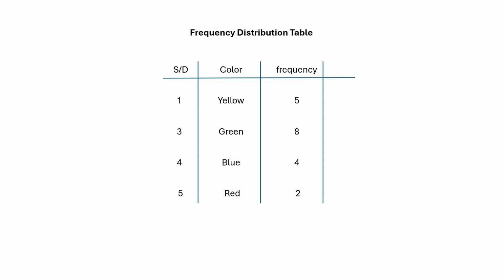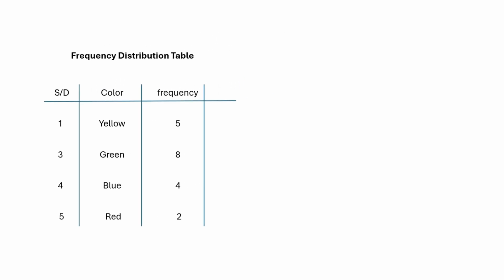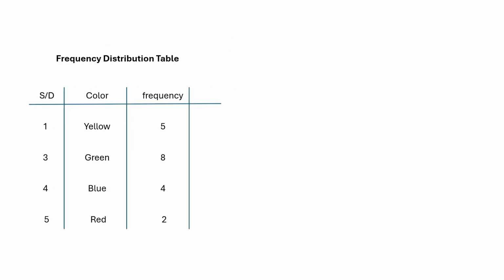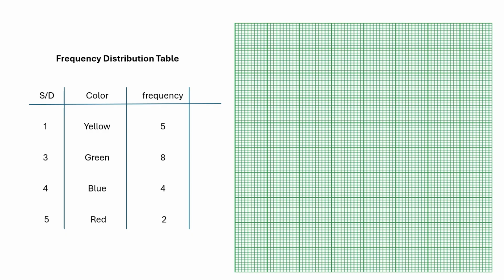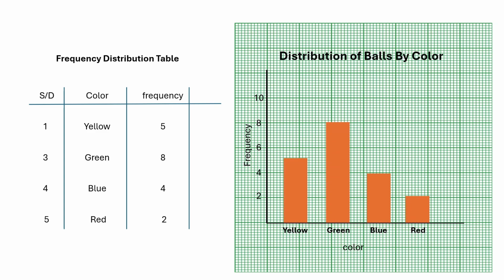It is time to visualize the results using a bar chart. Bar charts are effective because humans naturally interpret length and height quickly and intuitively. We start by drawing the chart axis. Label one axis with the categories, in this case, colors, and then the other with a range of values up to the highest frequency count. Next, draw bars for each category, with height corresponding to their frequency.